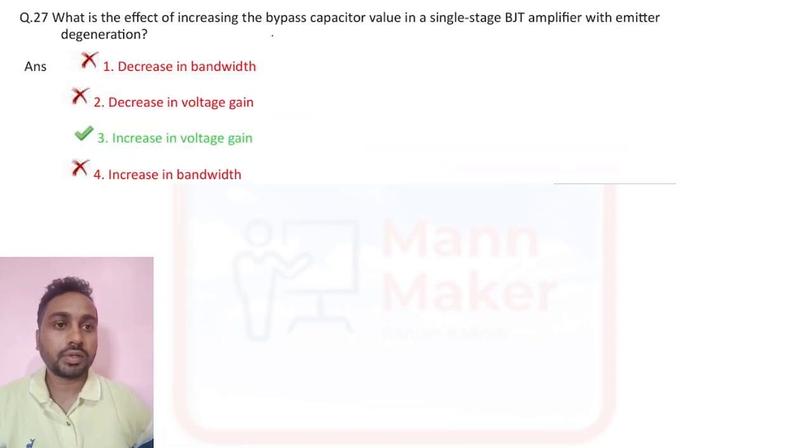What is the effect of increasing the bypass capacitor value in a single stage BJT amplifier with emitter degeneration? Generally, the bypass capacitor is connected to the emitter in parallel. Just remember this, each point about the bypass capacitor is important, because they may ask anything.